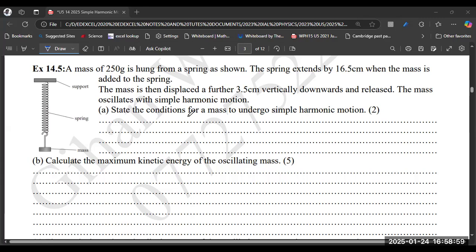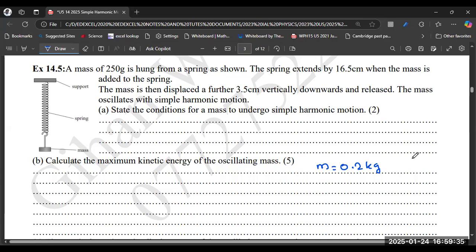Now there is a follow-up question on our way. What is the question? They are asking to calculate the maximum kinetic energy. So as I told you, you can't use that direct equation. Hence, what can you use? What did they give us? Mass, 0.2 kilograms. The spring extends by 16.5 centimeters when the mass is added to the spring.